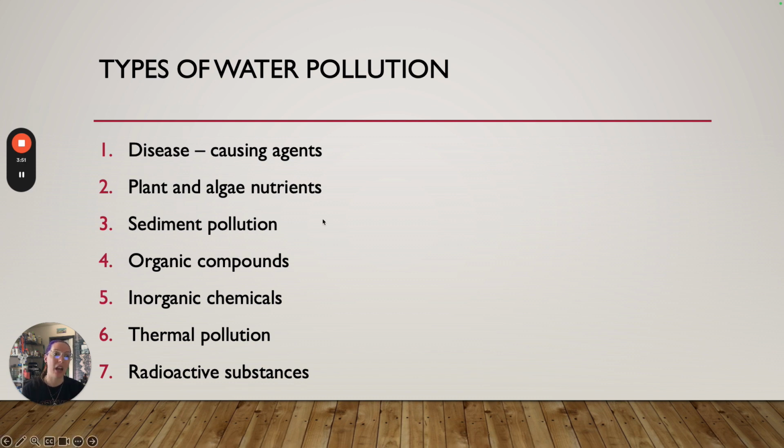There's plant and algae nutrients, and oftentimes this is actually too many nutrients. Then sediment pollution, organic compounds, inorganic chemicals, thermal pollution, which isn't one that we necessarily think of as pollution perhaps, and radioactive substances. And one type of pollution that I would personally add to this list, which is not here, and which is more of a problem in the oceans, is noise pollution.